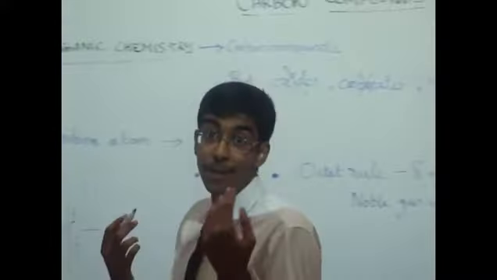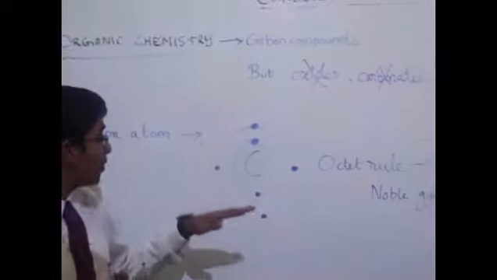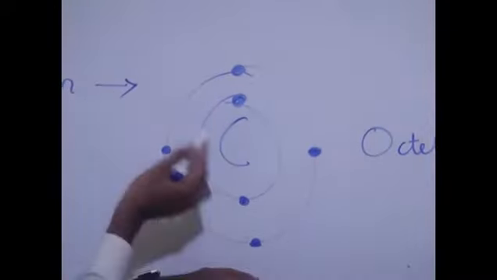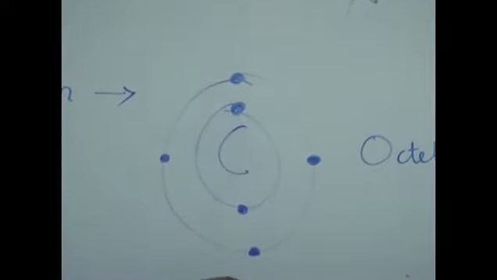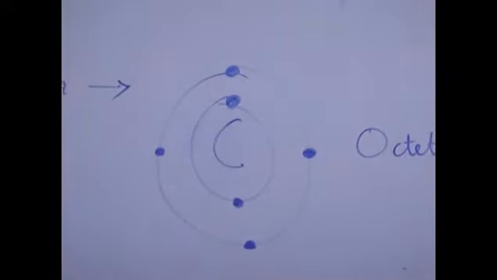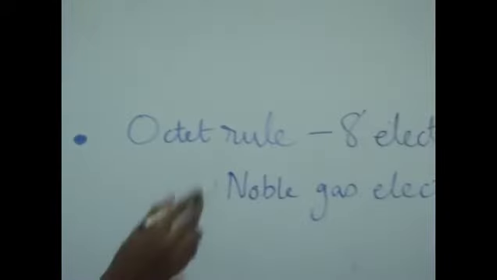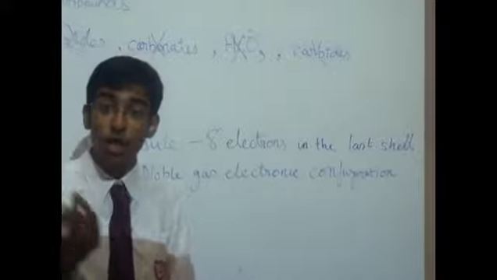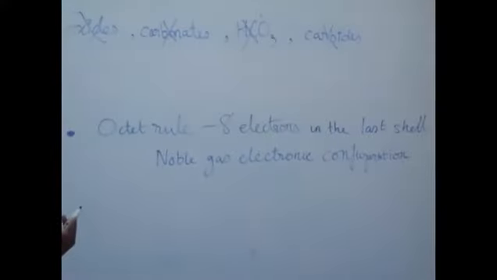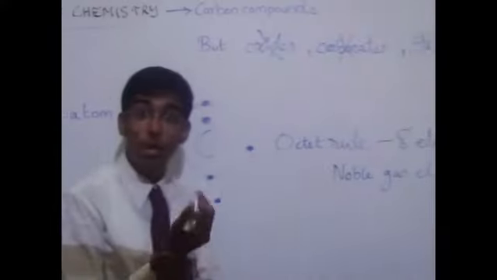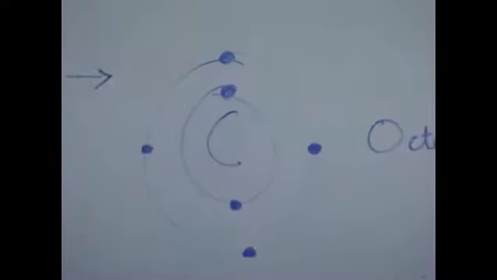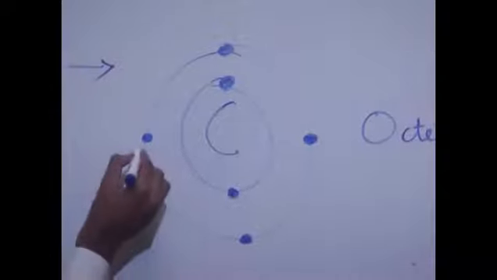Now, how does a carbon atom look like? A carbon atom looks like this. There are 2 electrons in the first shell, and there are 4 electrons in the last shell. But we know that according to the octet rule, there should be 8 electrons in the last shell in order to get the noble gas electronic configuration, like neon or helium. Now, in order to get the neon's electronic configuration, we have to make it 8, right? So we have to add 4 more.